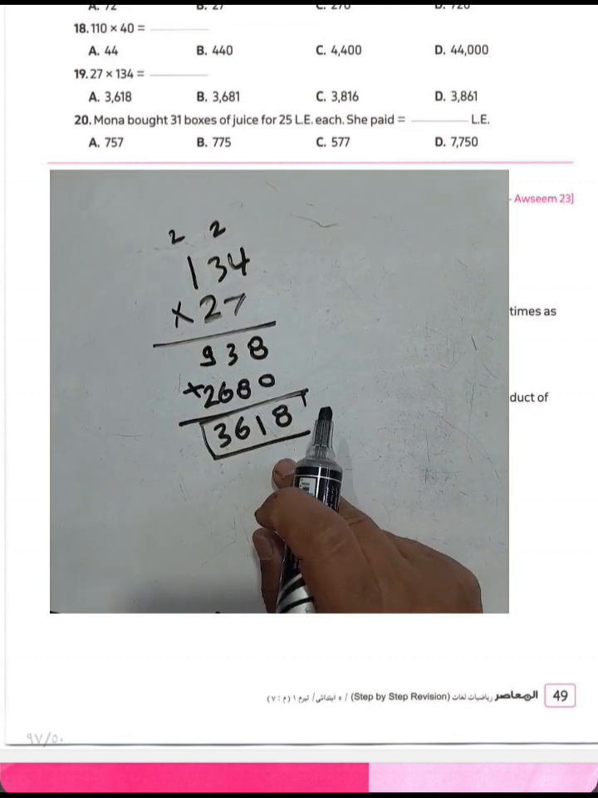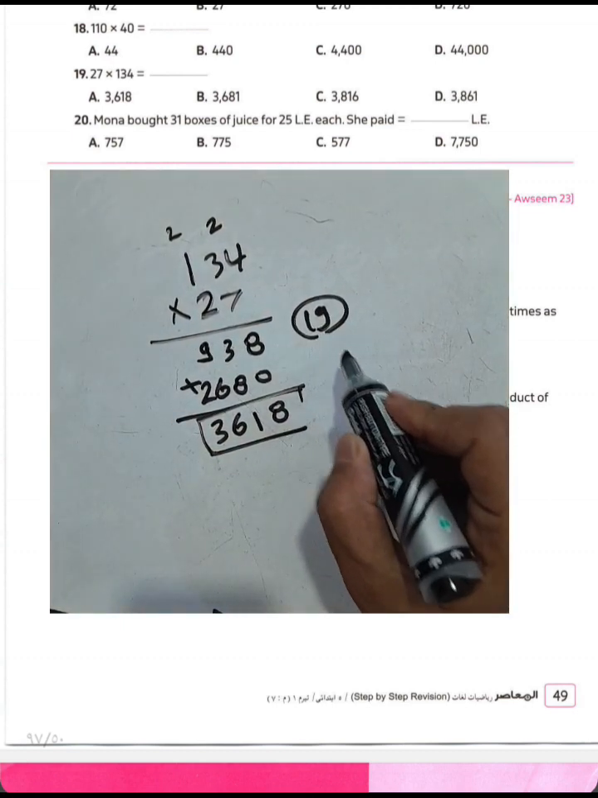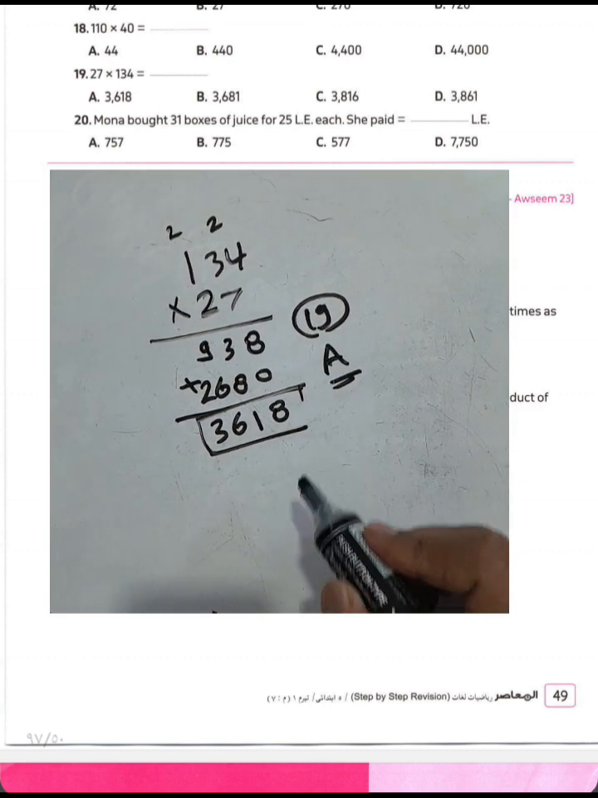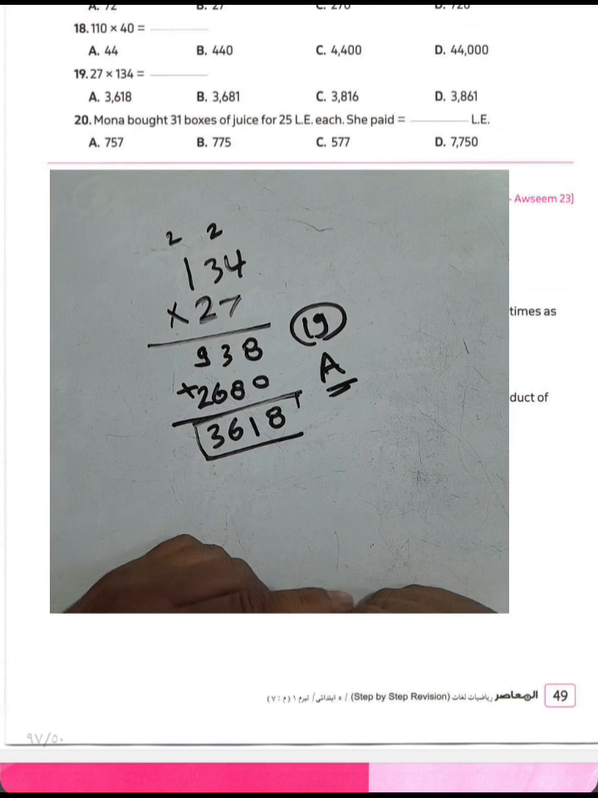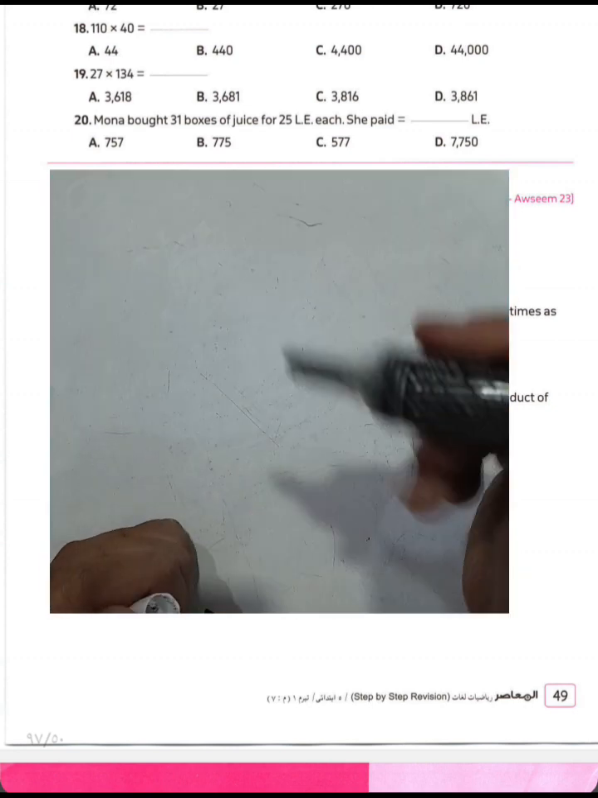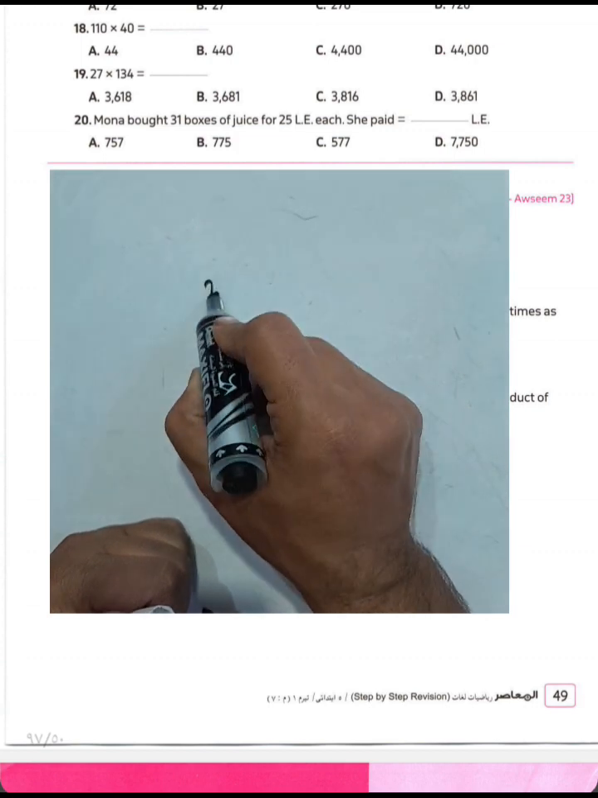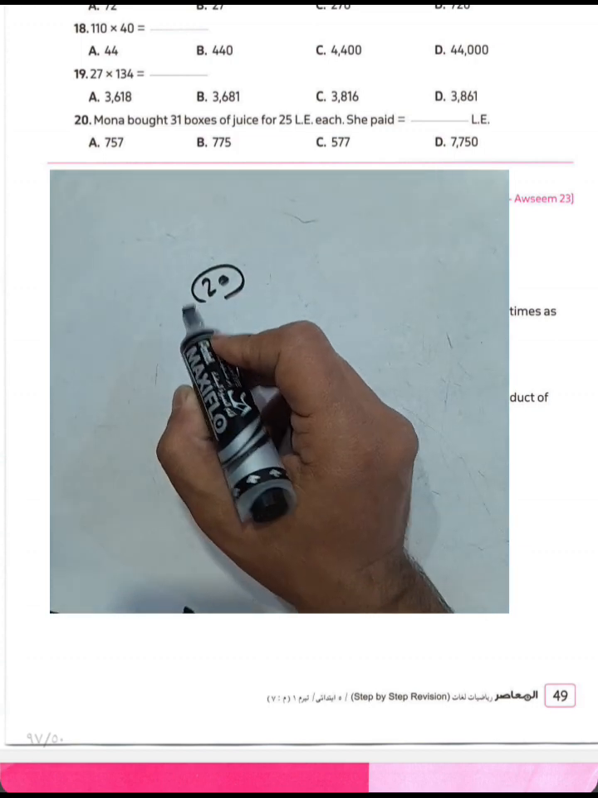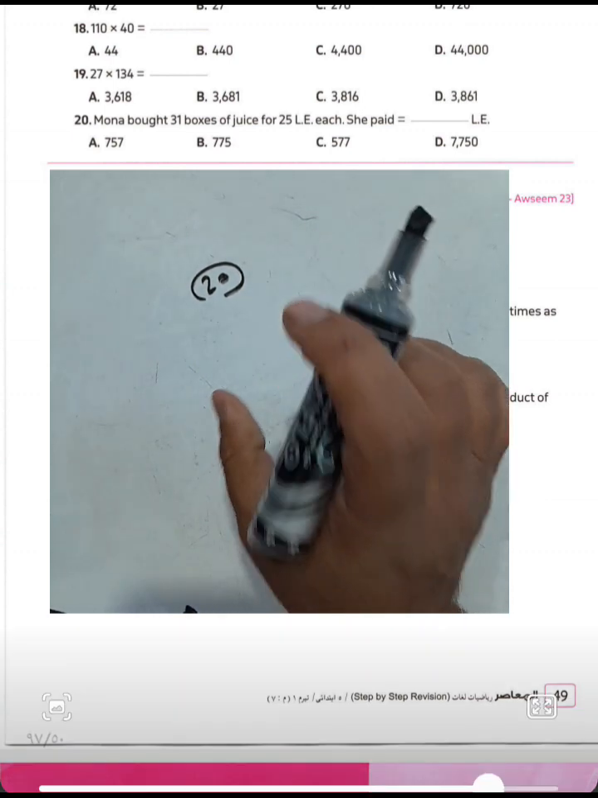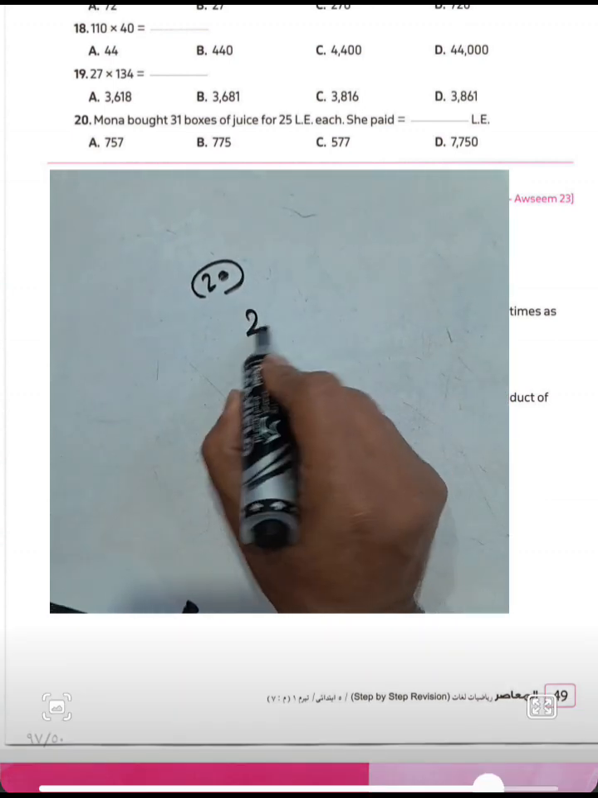Question 20. Muna bought 31 boxes of juice for 25 Egyptian lira each. She paid space. We can find what she paid by multiplication. 31 times 25. 31 multiplied by 25. Okay, find what she paid, the total amount.